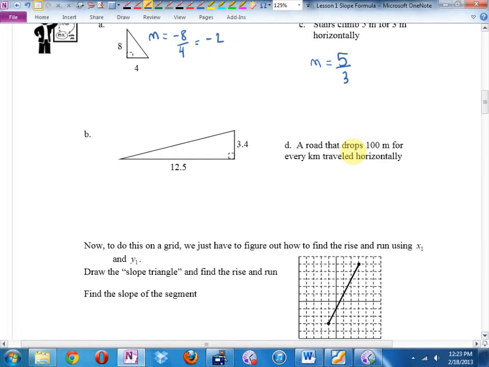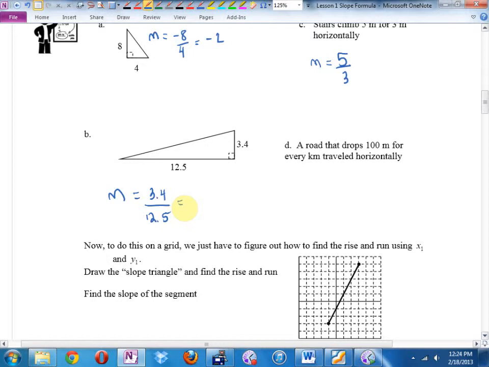B, I guess I should have done that before C, but that's okay. Positive or negative? And it's going to be 3.4 divided by 12.5. Now, in math, we would multiply the top and the bottom by 10 to get rid of the decimal. We would say that's 34 over 125 and then reduce and leave it as a fraction. In science, we would write this as a decimal. In fact, to be honest, Brody, if you have decimals in your fraction, we'll treat this as a decimal. What is 3.4 divided by 12.5?